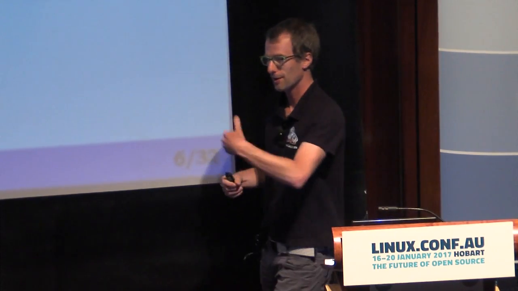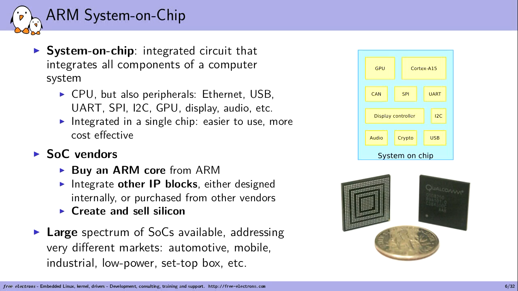So the next layer is the ARM system on chip. If you've got a CPU core, that's great. It can execute instructions that produce a result from input data, but taken alone, it doesn't do much. You most likely need memory and peripherals to make a useful system out of it. So in the ARM world, we have this concept of SoC, system on chip, where the idea is you integrate into a single chip essentially all of the components that you need to make a computer system.